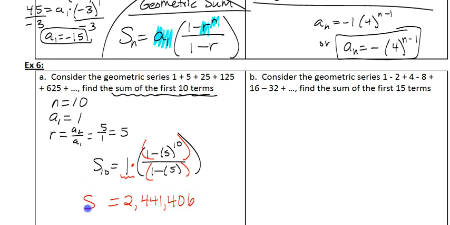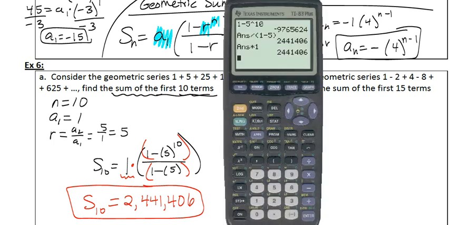2,441,406. And these are, again, going to be really big because the geometric series and sequences get big really fast. So you're going to have big numbers. I would recommend that you try typing it in just to make sure that you can get the correct answer for that one.